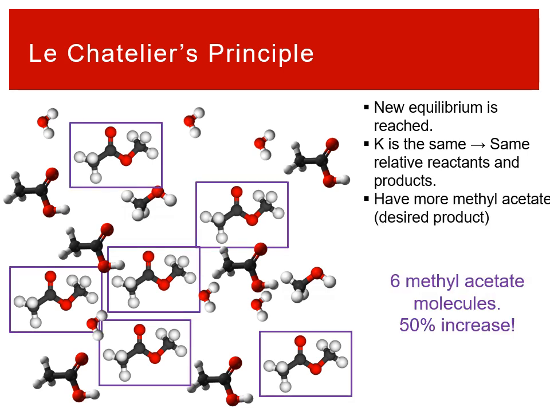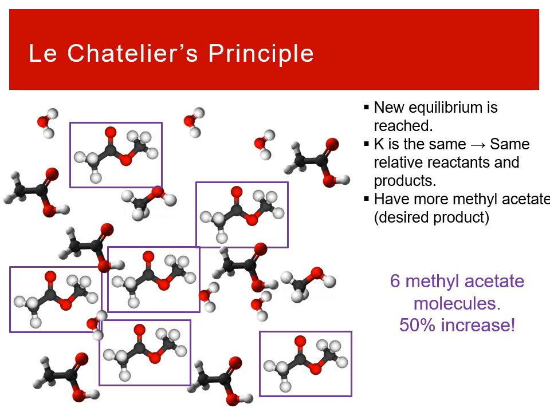But I have more methyl acetate. What I was trying to make was methyl acetate, and that's all I care about. So I have 6 methyl acetate molecules. That's a 50% increase. That would be a benefit to me. So this is one of the things that we can do to drive equilibriums.